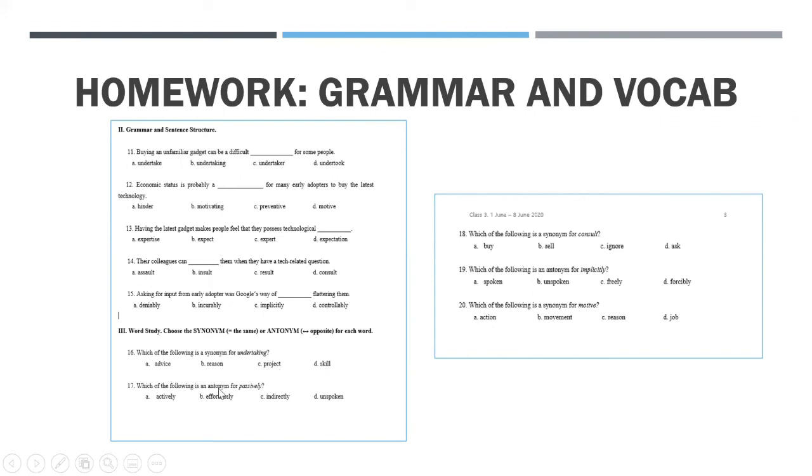Number 17, I need antonym, which is opposite. So be careful, okay? Number 16 to 20, you have to be careful. One question will ask you for the synonym, and then the next question will ask you for antonym. So be careful with this. And then it's out of 20. As it is out of 20, I will still mark it out of 10.